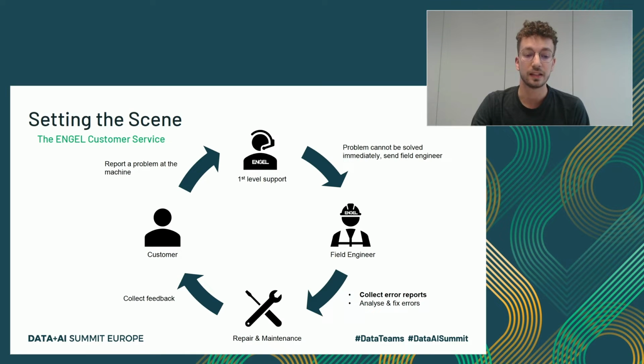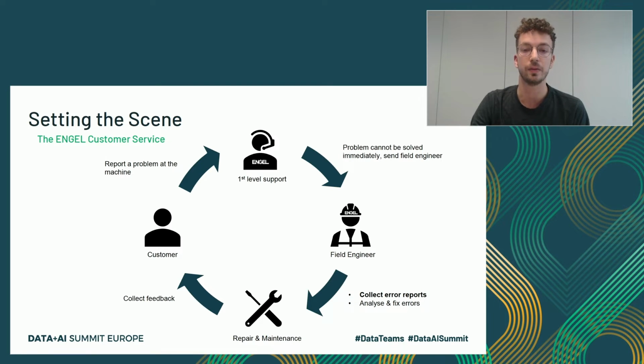To set the scene, we like to talk about the ENGEL customer service. So our customer service works in the following way. The customer calls our hotline, so this is our first level support, when he has a problem with our machine. The first level support then tries to solve the problem on the line. If he can, then it's fine. Then he can close the ticket immediately. But if he cannot solve the problem immediately, he has to send a field engineer at some point.